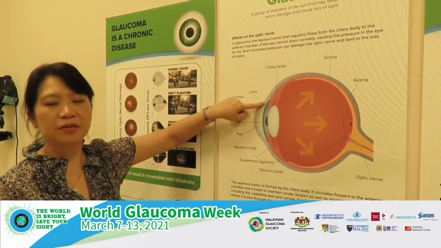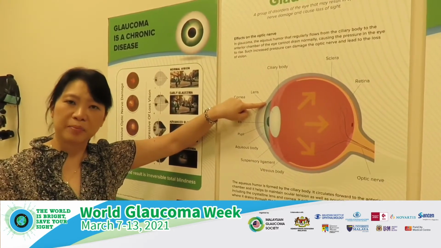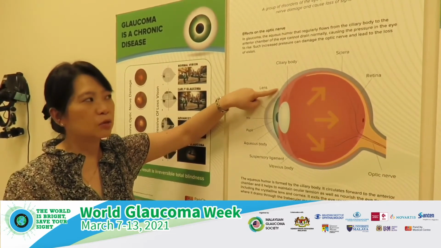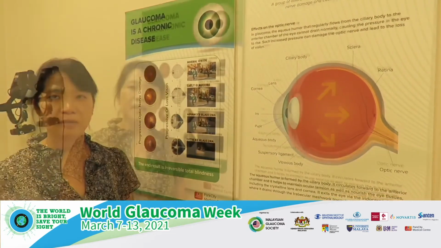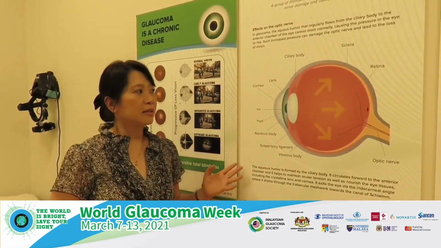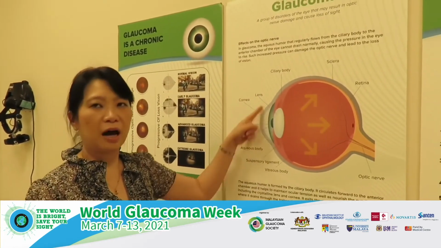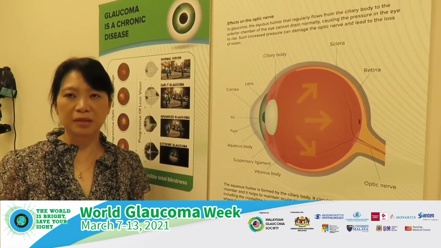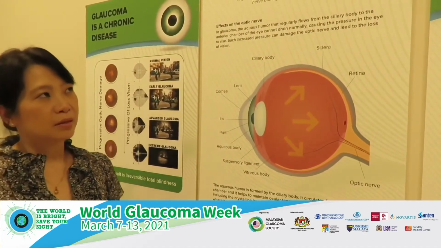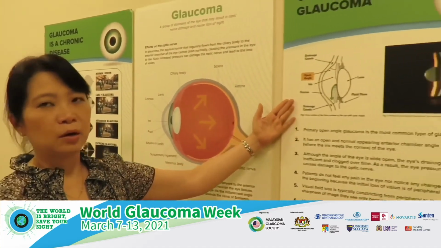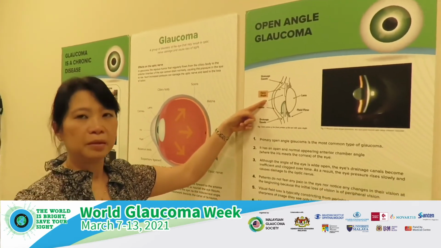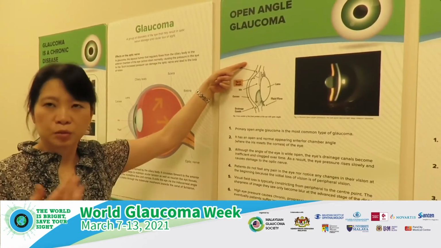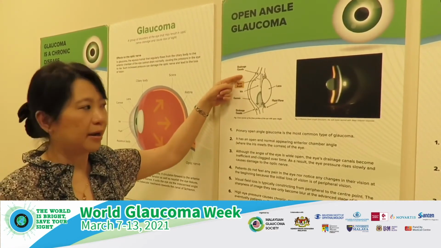In the angle of the eye, there is a structure called the trabecular meshwork. This sponge-like structure will absorb all the fluid and transmit it to the blood circulation. In a healthy eye, the aqueous secretion and the outflow are balanced, giving us a normal pressure of 10 to 21 mm mercury. In open-angle glaucoma, although the angle is wide open, the resistance to the flow builds up over time. That's why the pressure builds up in the eyes.